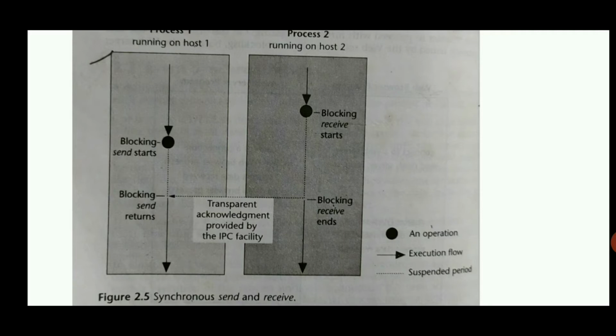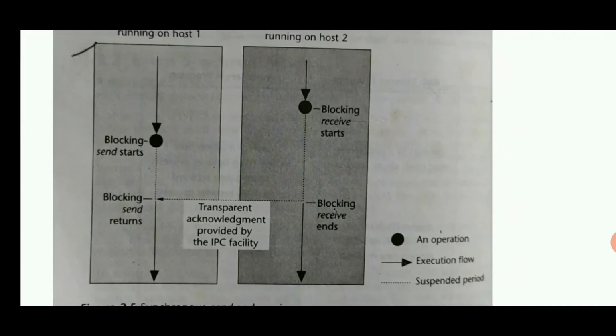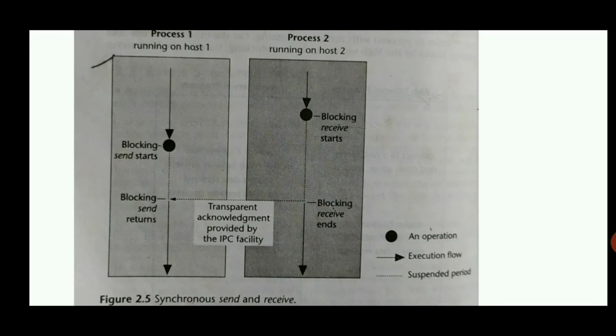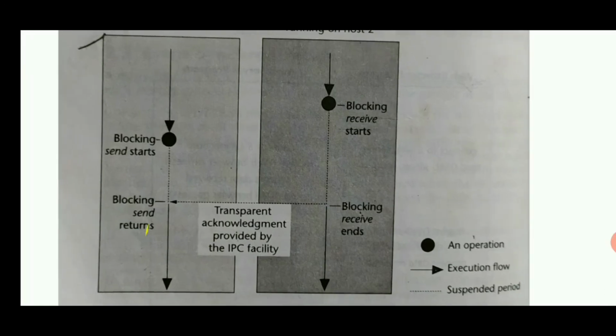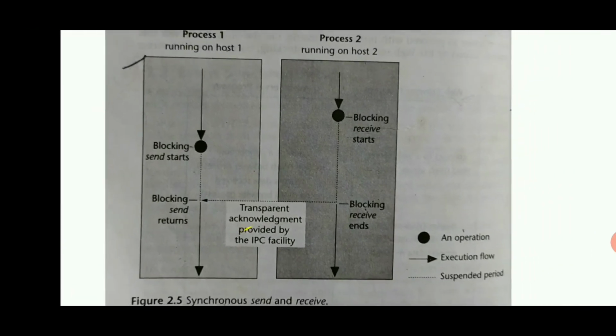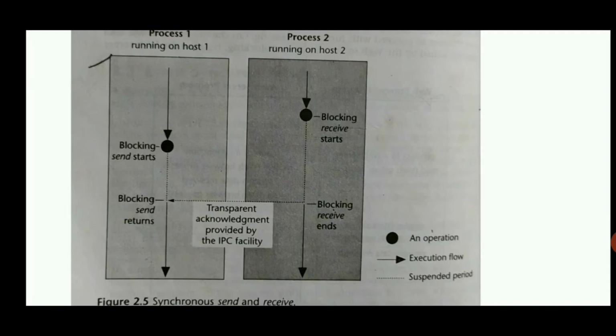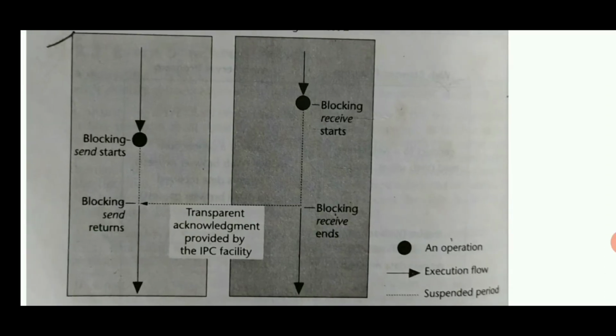See here, process 2 issued the receive operation expecting 300 bytes of data, but our send operation brings only 200 bytes of data and 100 bytes are remaining. So this receive operation has been blocked, isn't it? This receive operation will be blocked until the send operation brings the remaining 100 bytes of data.